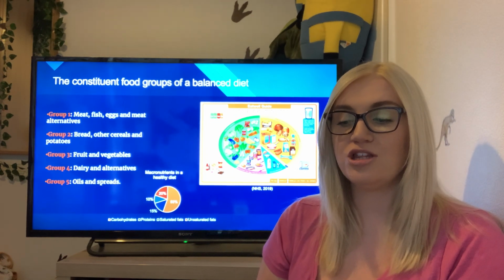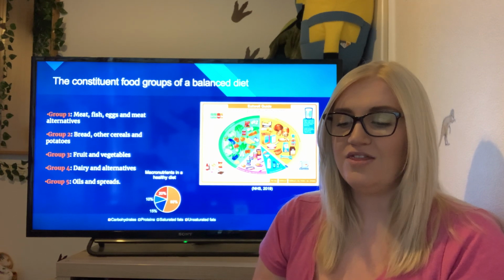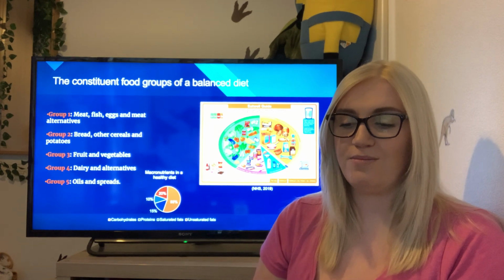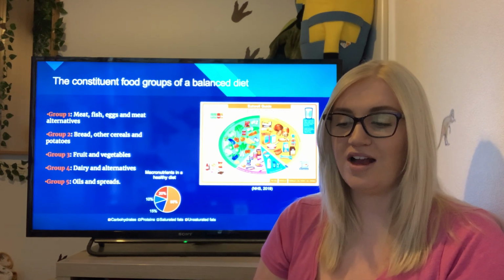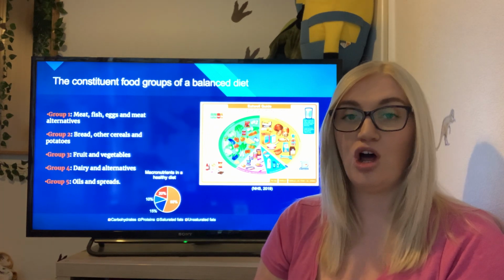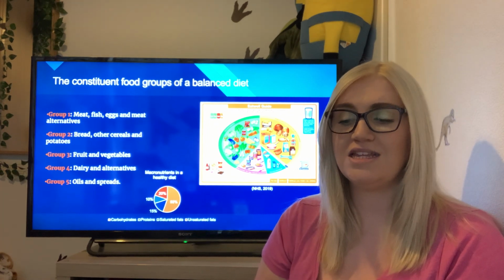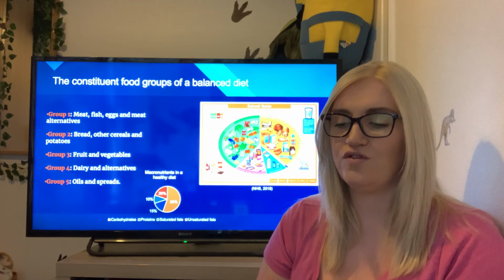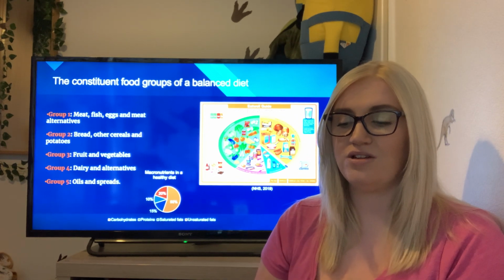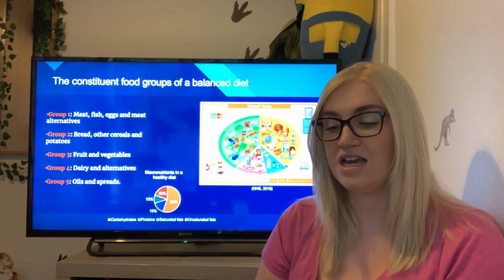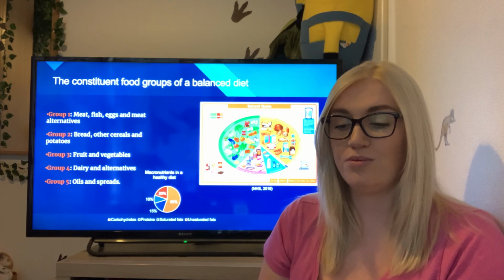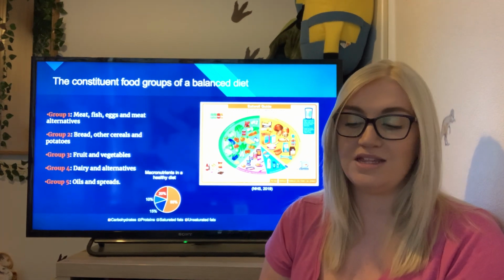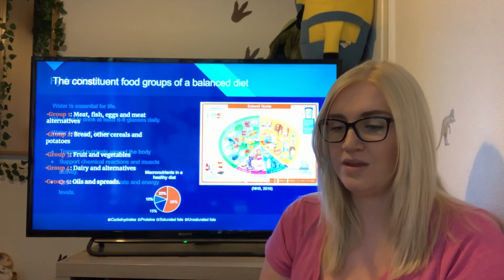Group 5, oils, spreads, sweets, chocolates. These are essential fats to ensure a healthy, balanced diet. The 2 main types of fats are unsaturated, which are found in olives, canola oils, nuts and seeds. These fats are a healthier choice out of the 2 fats. Saturated fats are found in fatty cuts of meat, butter and lard. Saturated fats can cause health problems in the future such as diabetes, obesity and heart problems.